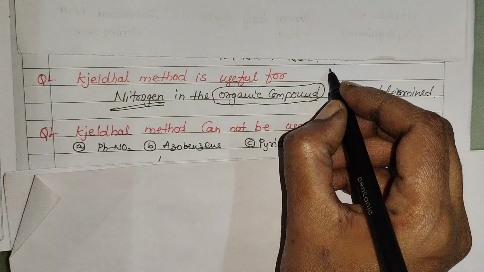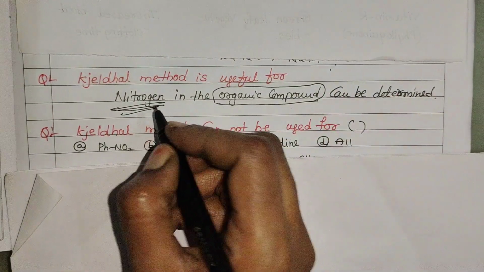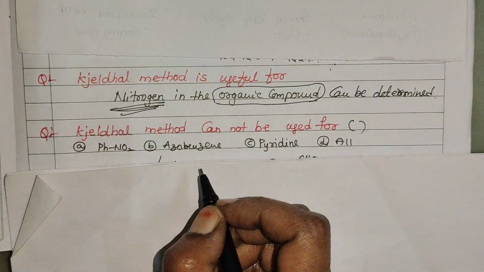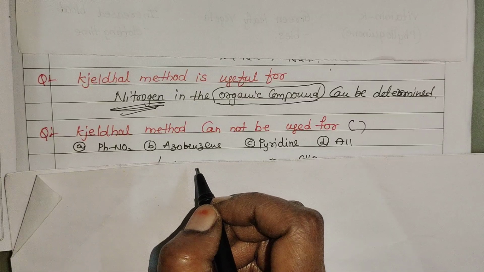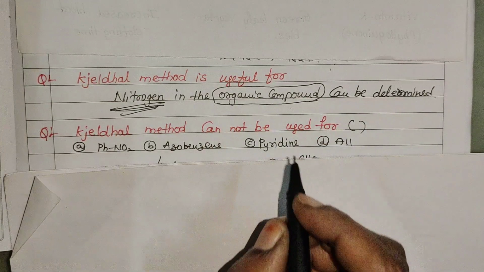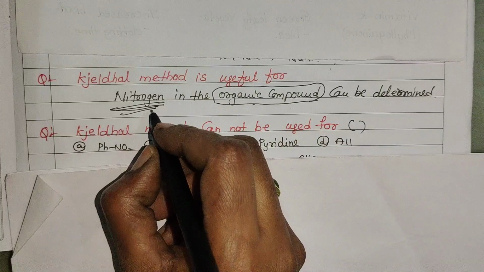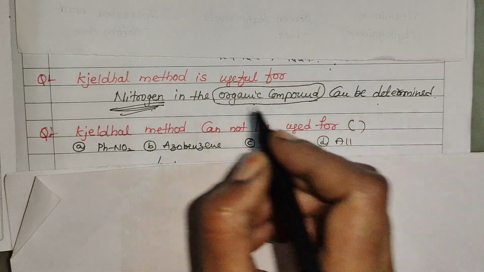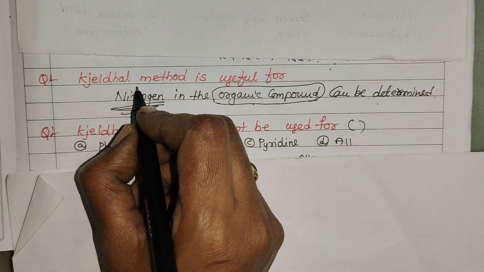In this direct question, they will give options and we have to find. Kjeldahl method is used for nitrogen compounds, only for organic compounds. Organic compounds containing nitrogen are determined on the basis of the Kjeldahl method.